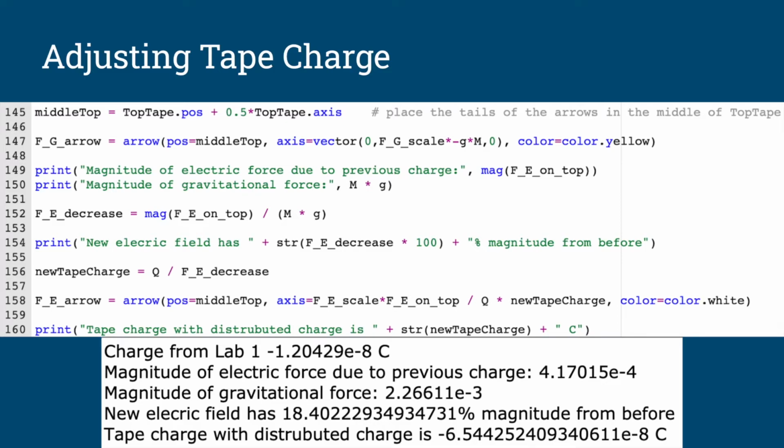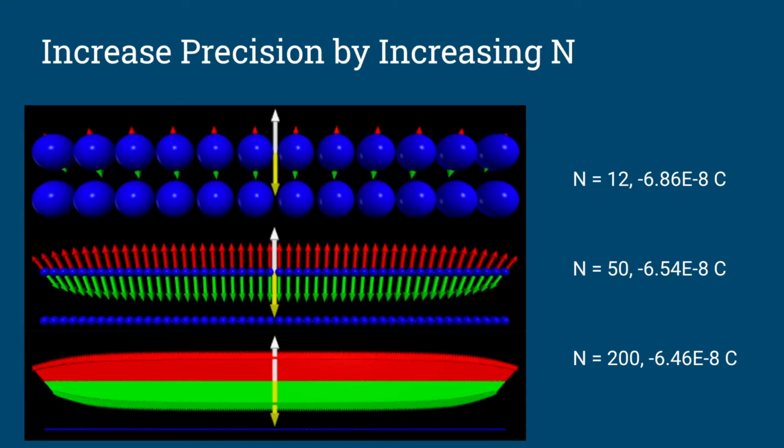Finally, let's adjust the tape charge so that the electric force on the top charge balances out gravity. We can find the proportion of the current electric force magnitude to that of gravity, which is about 18% in this case. Because Coulomb's law has a positive linear relationship between charge and force, we can adjust the tape's charge by dividing it by this proportion. This leads us to find a new adjusted total tape charge of negative 6.5 times 10 to the negative 8 coulombs. Note that these calculations only yield approximations.